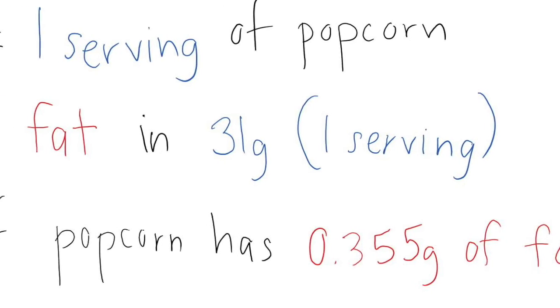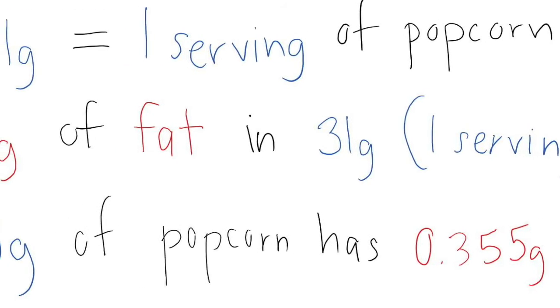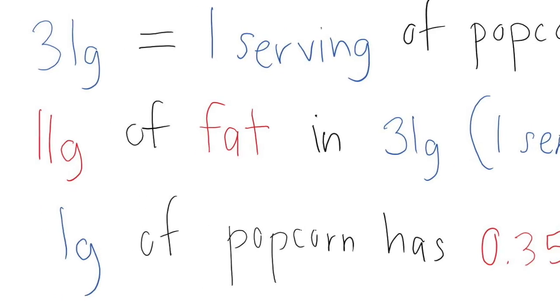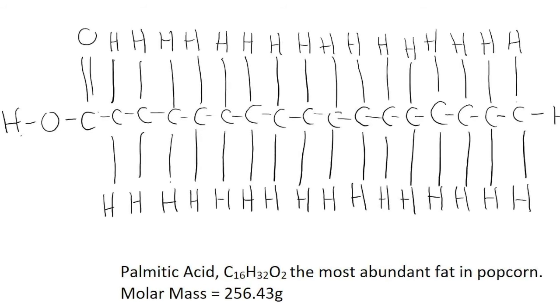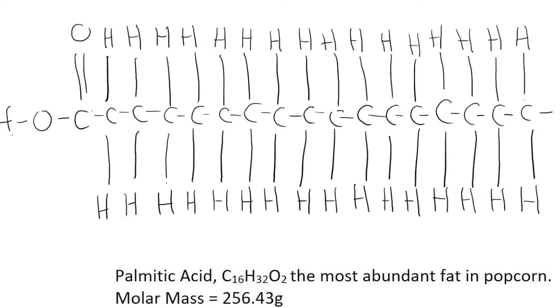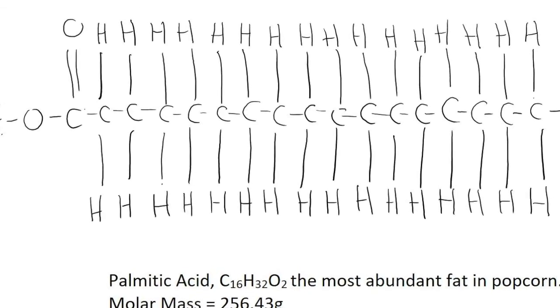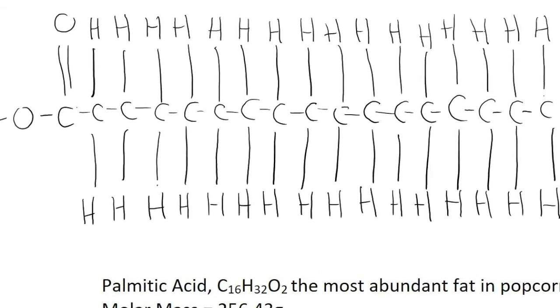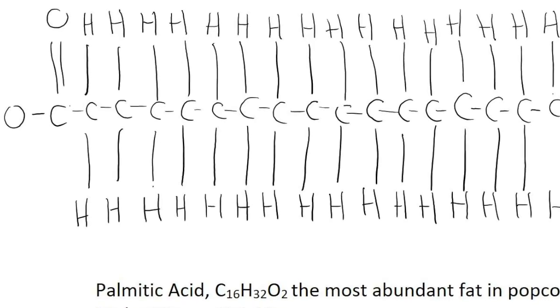There's 11 grams of fat in one serving. If you divide both by 31, you will get 1 gram of popcorn having 0.355 grams of fat. We use this to figure out how many moles of fat and the number of molecules of fat there are for 1 gram in popcorn.